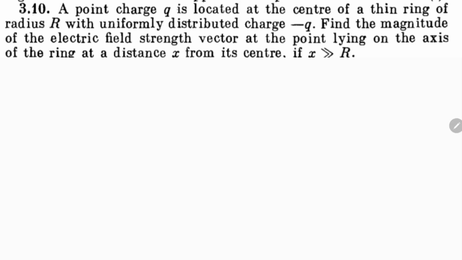So we are dealing with the 10th problem in this series, that is problem 3.10, and the problem states: a point charge Q is located at the center of a thin ring of radius capital R with uniformly distributed charge minus Q. Find the magnitude of the electric field vector at the point lying on the axis of the ring at a distance x from its center if x is greater than R.